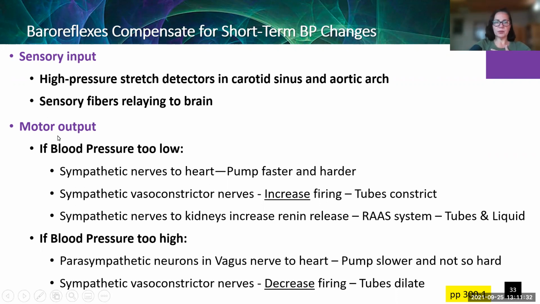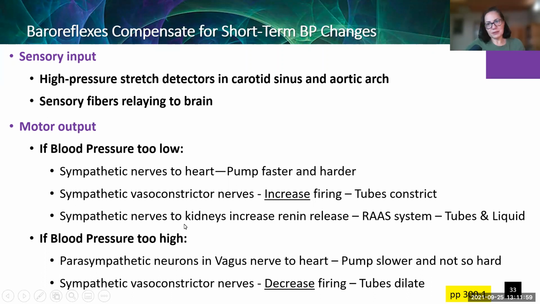The motor output, if the blood pressure is too low, like we just saw in the previous slides: the sympathetic nerves to the heart will tell the pump to go faster and harder. Sympathetic nerves to the blood vessels increase firing, I'll get back to that in a second, making the tubes constrict. So that's going to happen quickly.